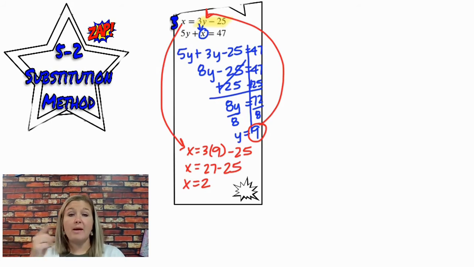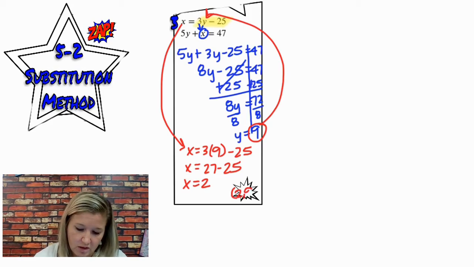So now when I go write my point, remember x comes first because I write these alphabetically. So my ordered pair for my solution is going to be 2, comma 9. And that's my solution there. So remember, what that means is that if we went to go graph both of these equations, you would find they would cross at 2, 9, because remember, that's what that solution means.